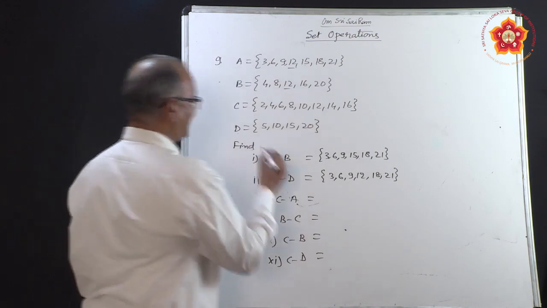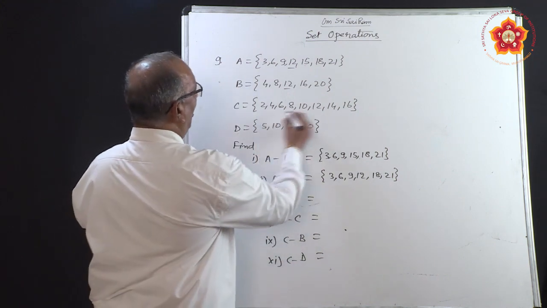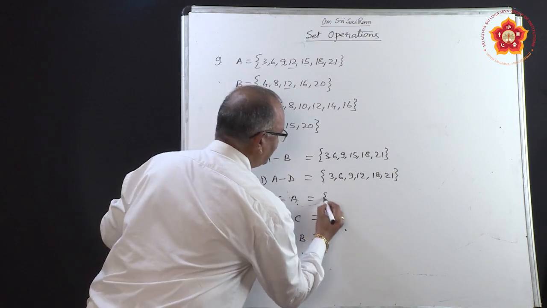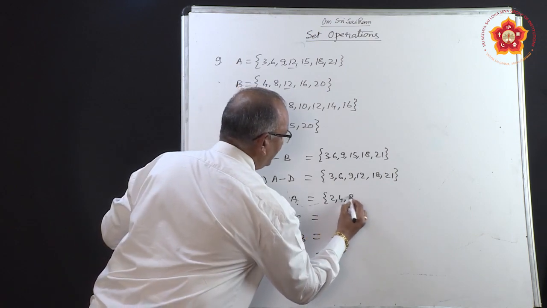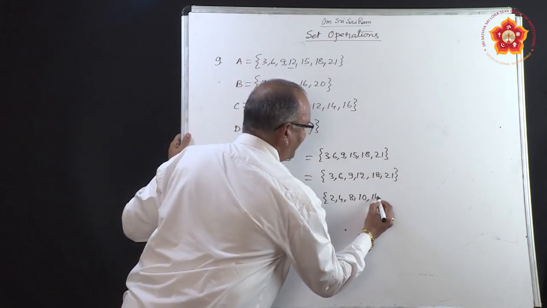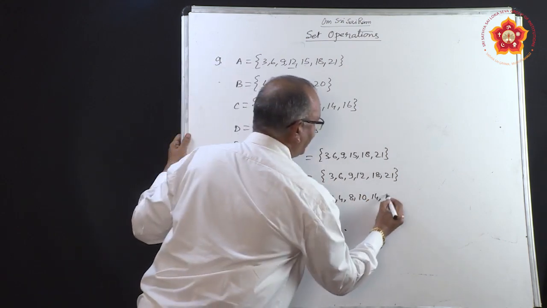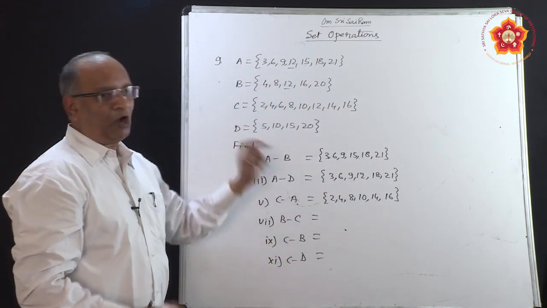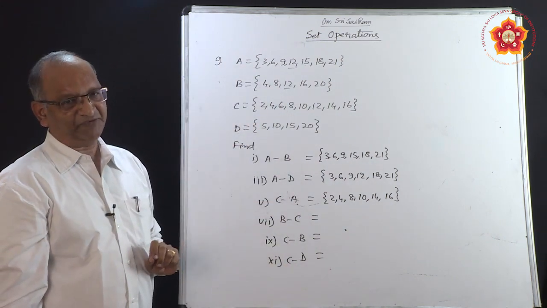So C difference A. What is C difference A? All the elements except multiples of 3. So the answer is 2, 4, 8, 10, 14, 16. Elements which are there in C but not in A. That is C difference A.